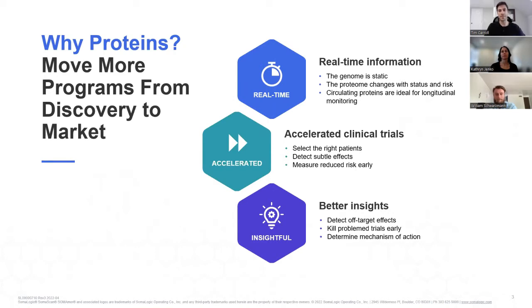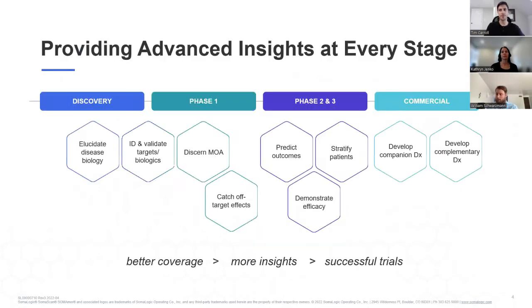The information gathered has helped accelerate the clinical trial process by helping with subject selection, detection of subtle effects, and measuring reduced risk early. We're also gaining better insight by detecting off-target effects and ending problematic trials early. But the question is, how does this really all relate to your research? Proteomic insights are relevant at every stage of the clinical trial process.